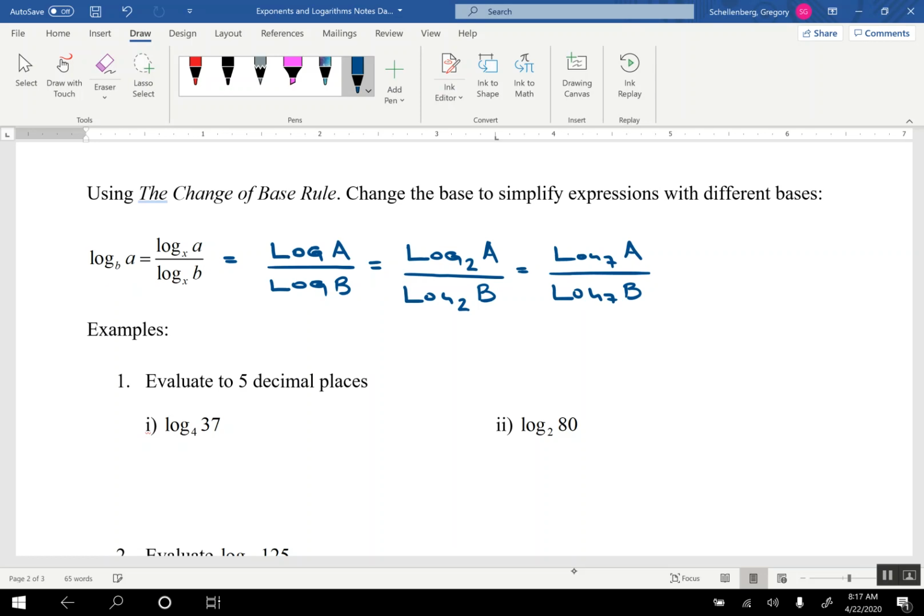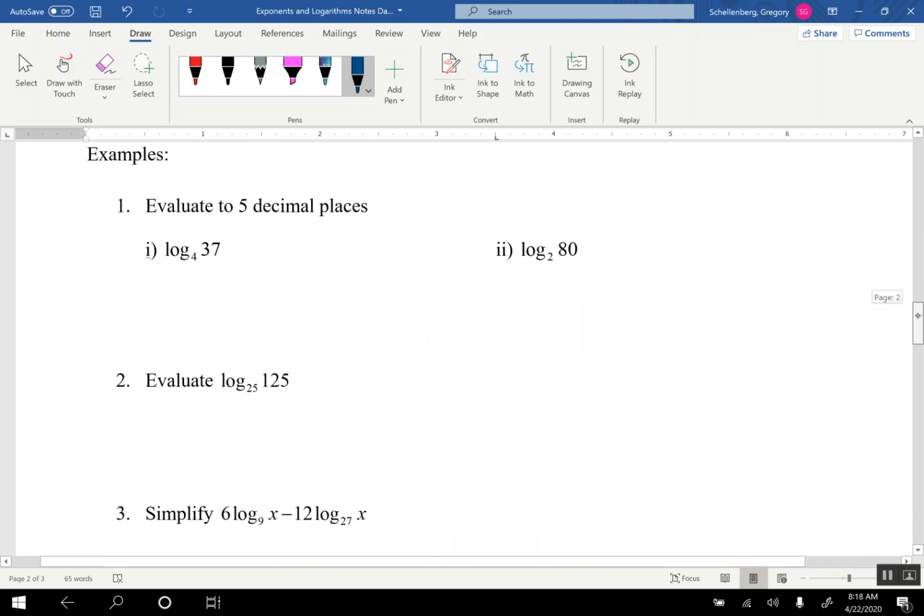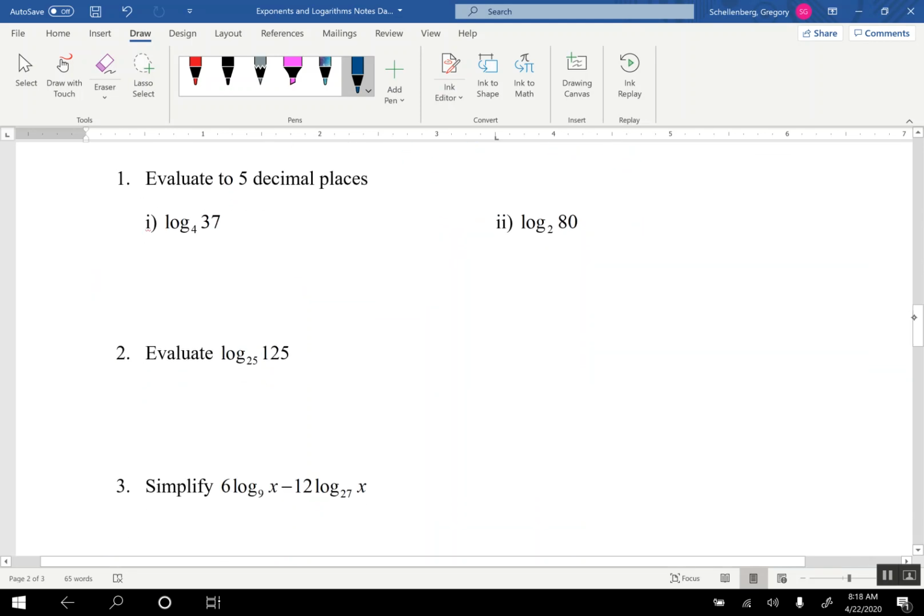Okay, so evaluate to 5 decimal places. This is log base 4 of 37. And so what I was just saying is most calculators won't allow you to do this. They won't allow you to change the base to 4 here. So this is where our change of base rule comes into play, and we can rewrite this as the log of 37 divided by the log of 4.